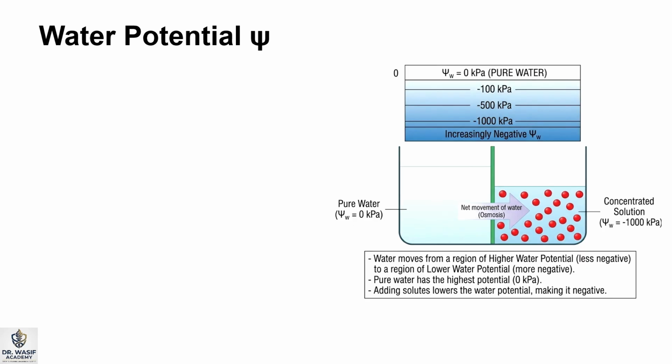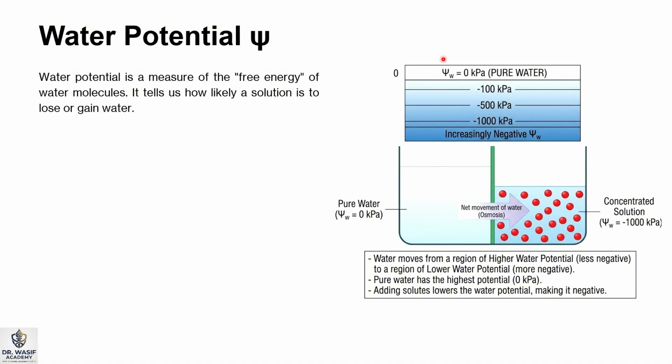Up till now, we have used words like dilute and concentrated, but in high-level biology, we use a much more precise term that is called water potential, which is represented by a Greek letter. This is the Greek letter that denotes water potential. Think of water potential as a measure of the free energy of water molecules. It tells us with a number exactly how likely our solution is to lose or gain water.